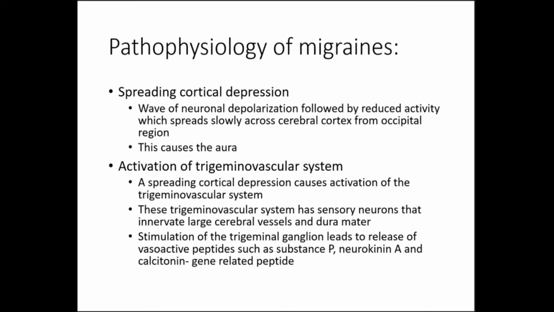And then this leads to the activation of something called the trigeminovascular system. So this spreading cortical depression causes activation of the sensory neurons, which innervate the large cerebral vessels and the dura mater surrounding the brain. So as I've mentioned before, it's the structures around the brain which cause the headache, not the actual brain itself. And so the stimulation of these structures and the trigeminal ganglion leads to the release of vasoactive peptides such as substance P, neurokinin A, and calcitonin gene-related peptide.